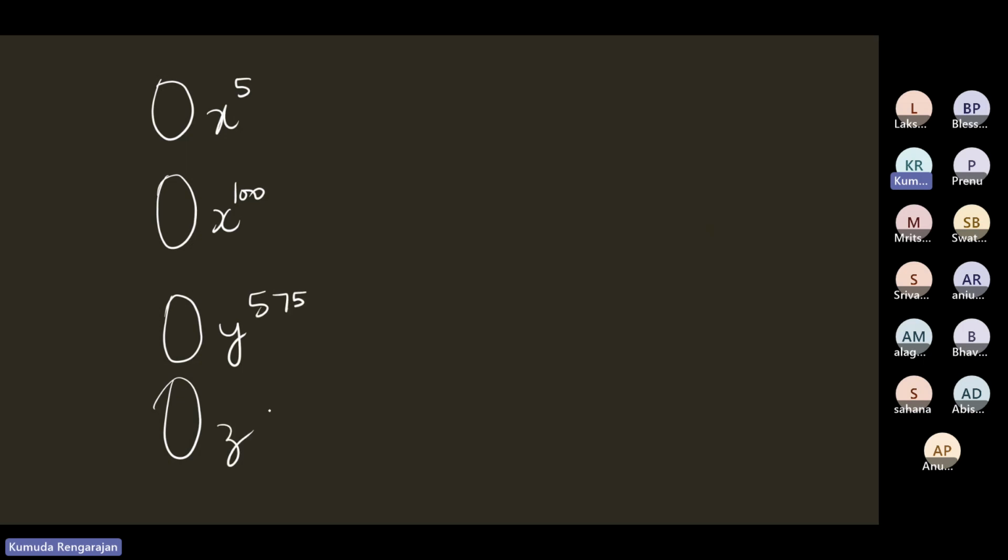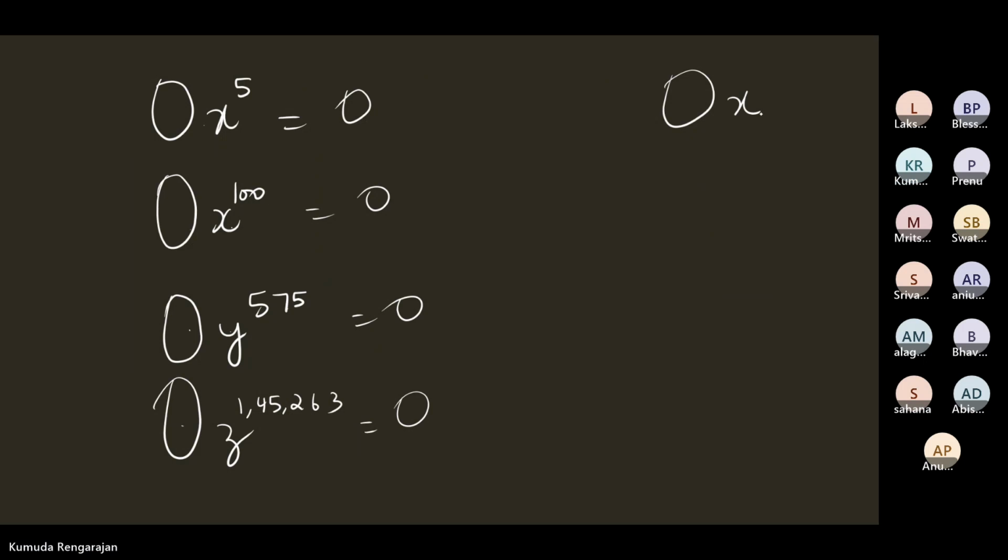Or it can be written as 0z to the power of 1,45,263. Because everywhere, 0 into whatever is 0 only. So you can see that 0 can be written in many ways. Because to understand the degree, we need a variable. That is why we thought, okay, let us fix some variable for 0.